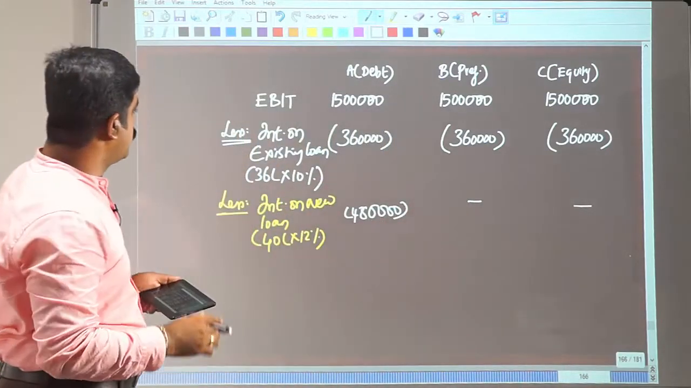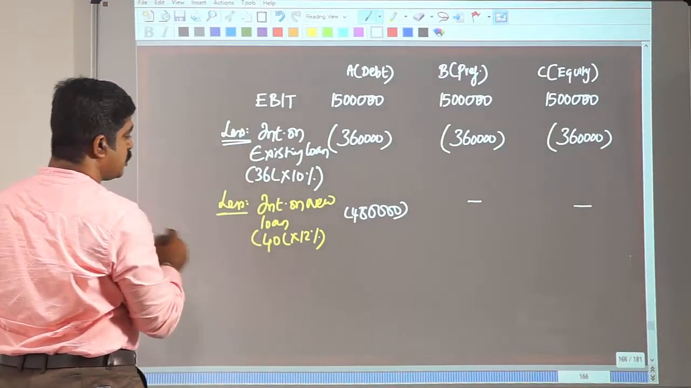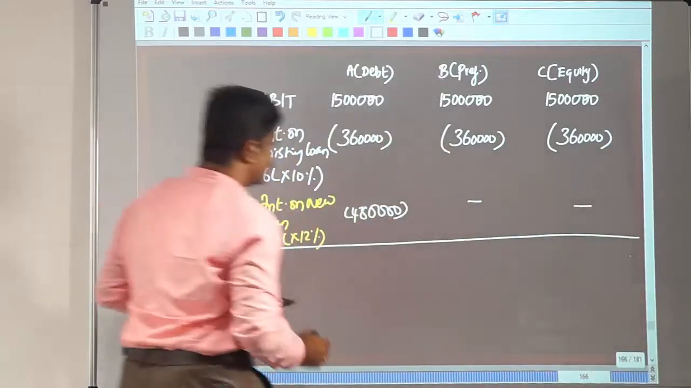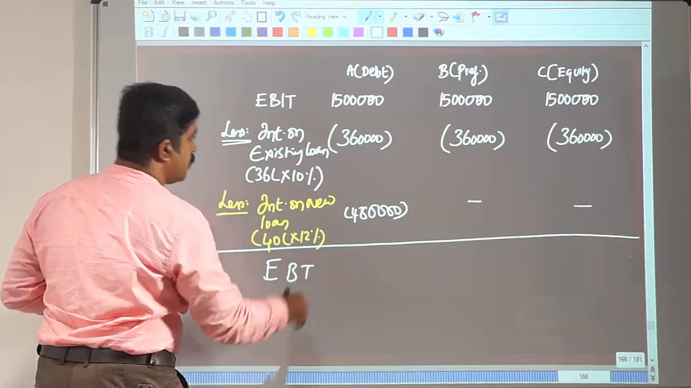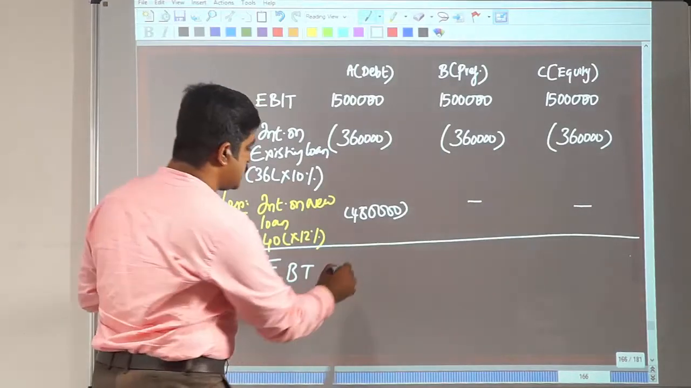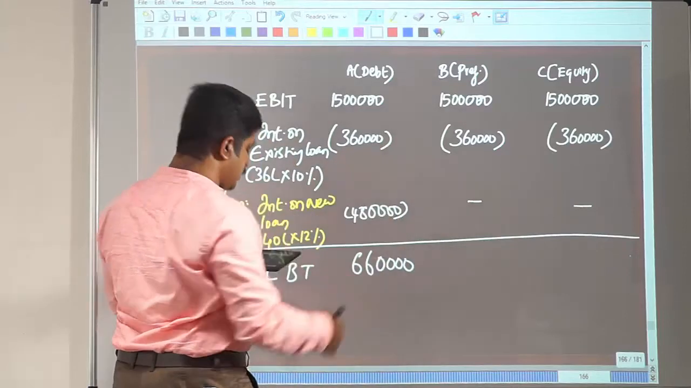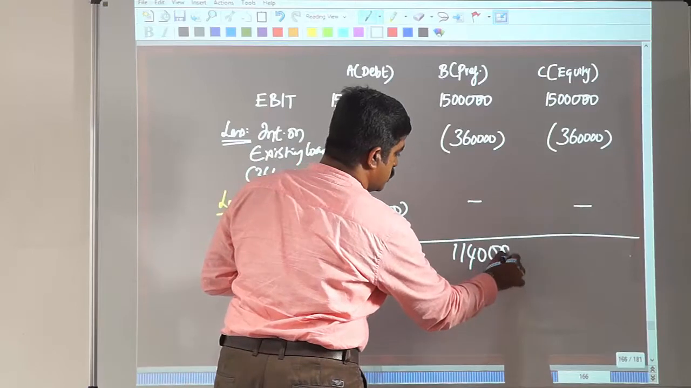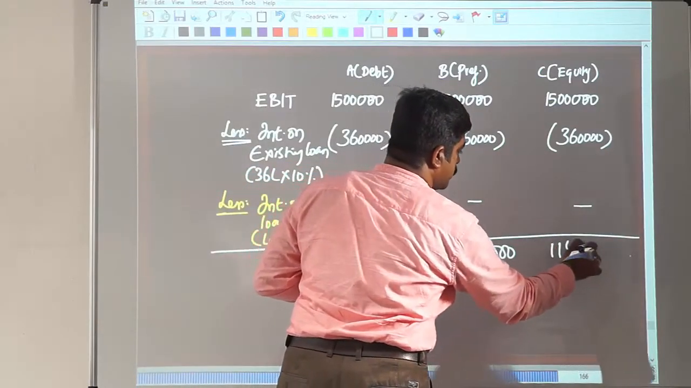Now from this, if you subtract these two items from EBIT, what you get is EBT. Okay, so let me draw a line. So here we'll have EBT. EBT is nothing but EBIT minus these two items. So it is going to be 6,60,000 in alternative A, 11,40,000 in alternative B, and 11,40,000 in alternative C.